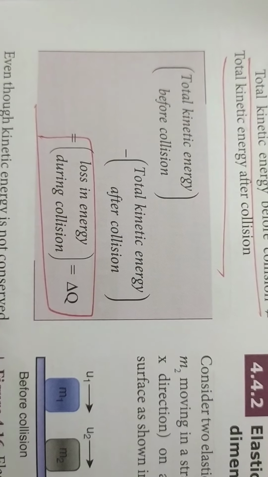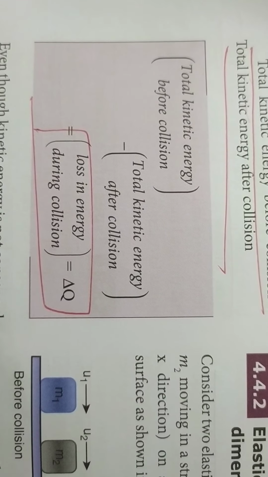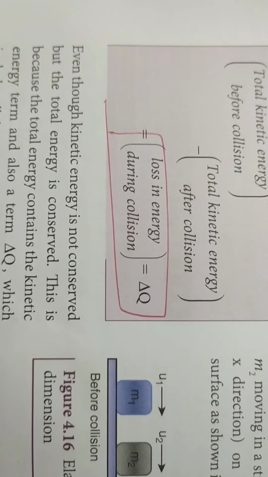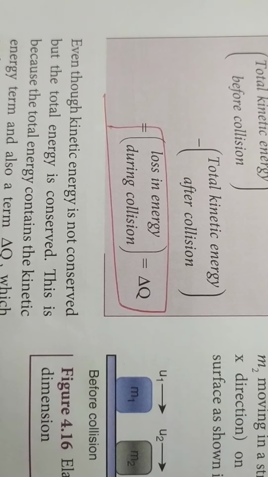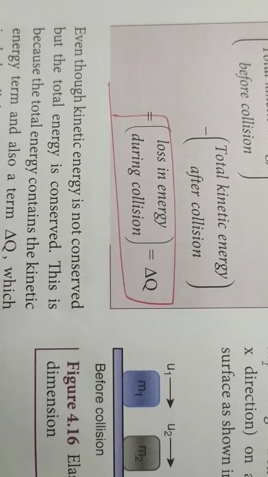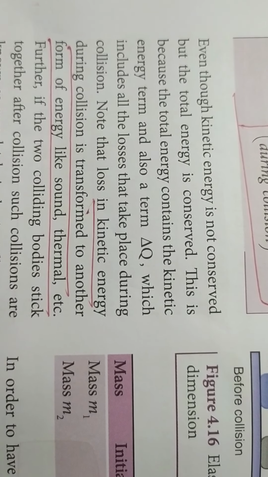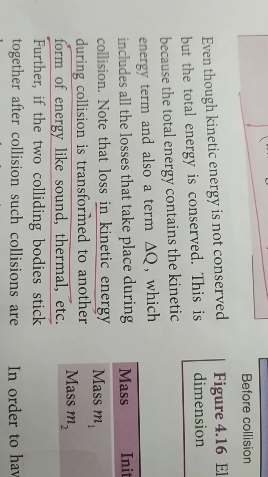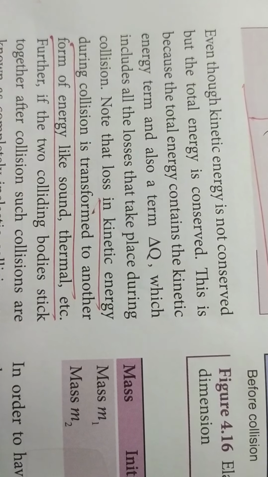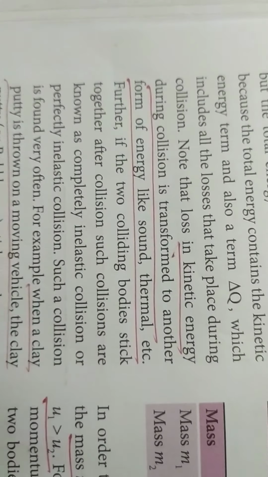There is some difference: when you subtract the total kinetic energy after collision from that before collision, you get a loss in energy during collision. Usually this is denoted by delta Q. This delta Q is converted into heat, light, sound, etc., as I have already told you. That is, the kinetic energy lost during collision is transformed into another form of energy like sound, thermal, etc.